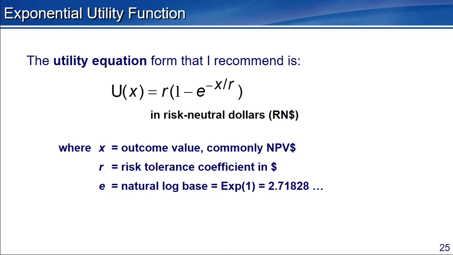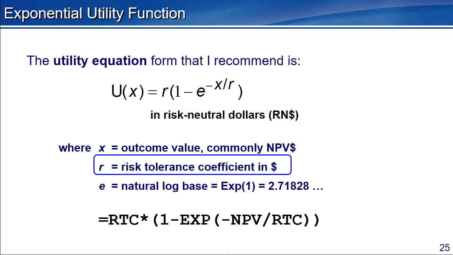Most practitioners settle on the exponential shape because of its very desirable properties. For example, it does not depend upon the starting net worth of the investor or company. It also has the same values whether buying or selling a risky asset. I recommend this formula so that the units are more meaningful. I call the utility units risk-neutral dollars. The curve is scaled by the risk tolerance coefficient, R. Note that R appears twice in the equation. If you accept the exponential shape, then all you need for your risk policy is to determine R.